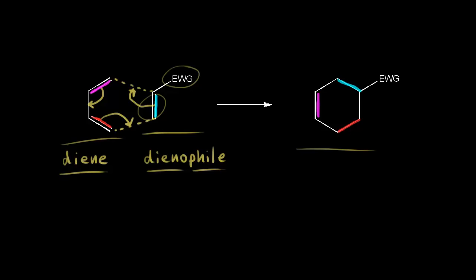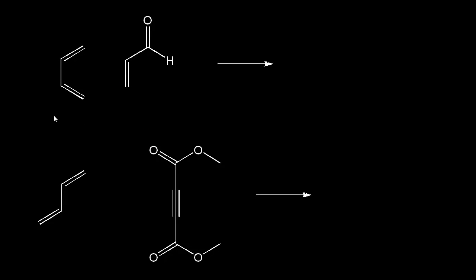Now, I drew my electrons going around in a counterclockwise fashion. I showed my electrons going around in this direction. But it doesn't matter. You could have drawn your electrons going around in a clockwise fashion. What matters is thinking about moving your 6 pi electrons to give you your product on the right. Let's get some practice with some simple Diels-Alder reactions. And we won't worry about stereochemistry in this video.